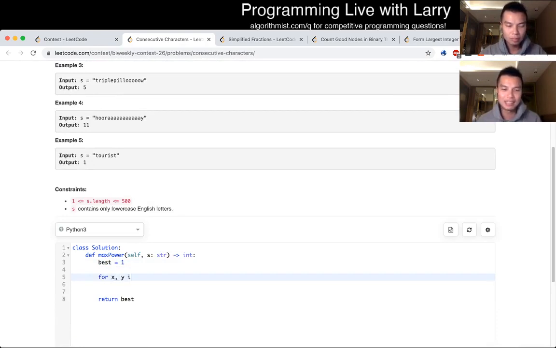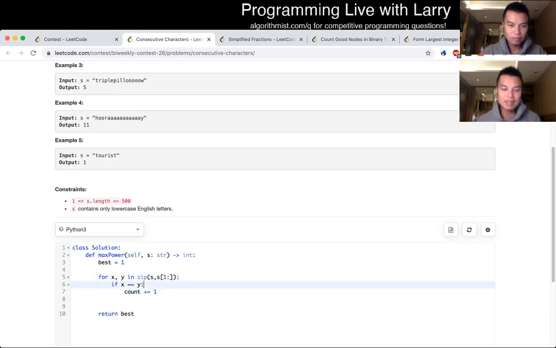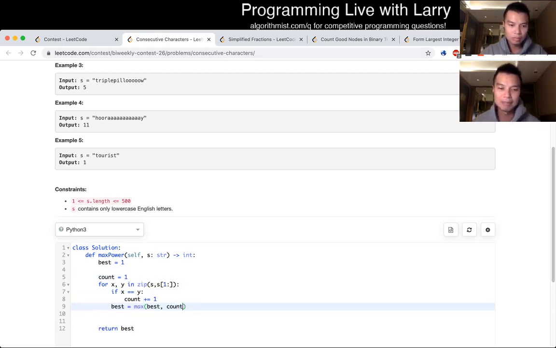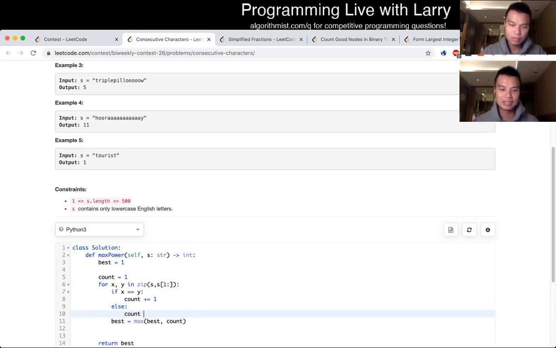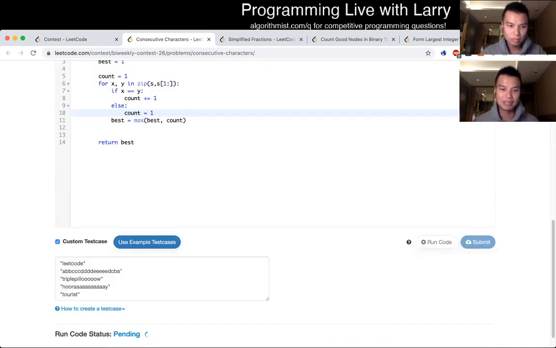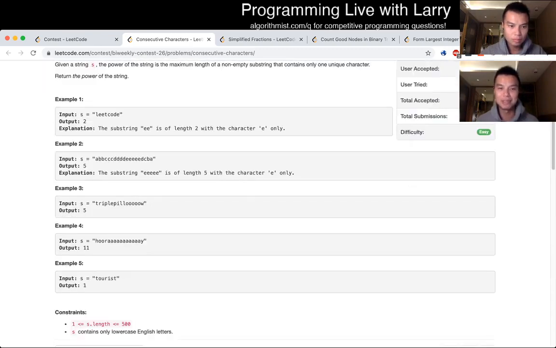I've done this enough times that I basically use Python zip, which allows me to look at adjacent characters one at a time. I was just double checking or thinking about whether the count should be equal to one or zero. And also I have to reset if it's not the same. And then that's pretty much it. I think I submit right after this.